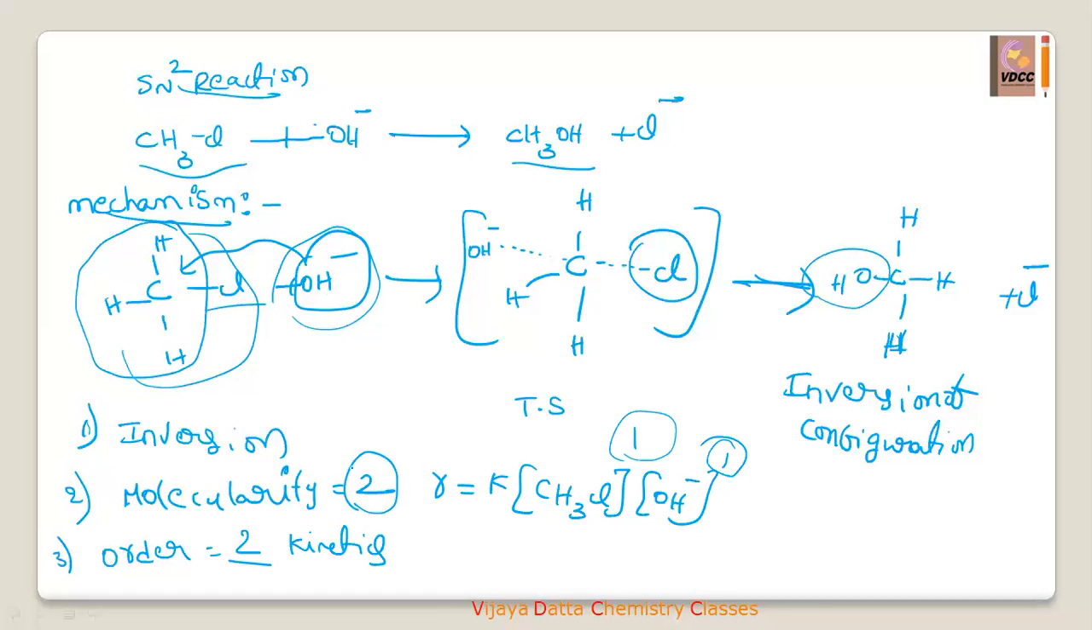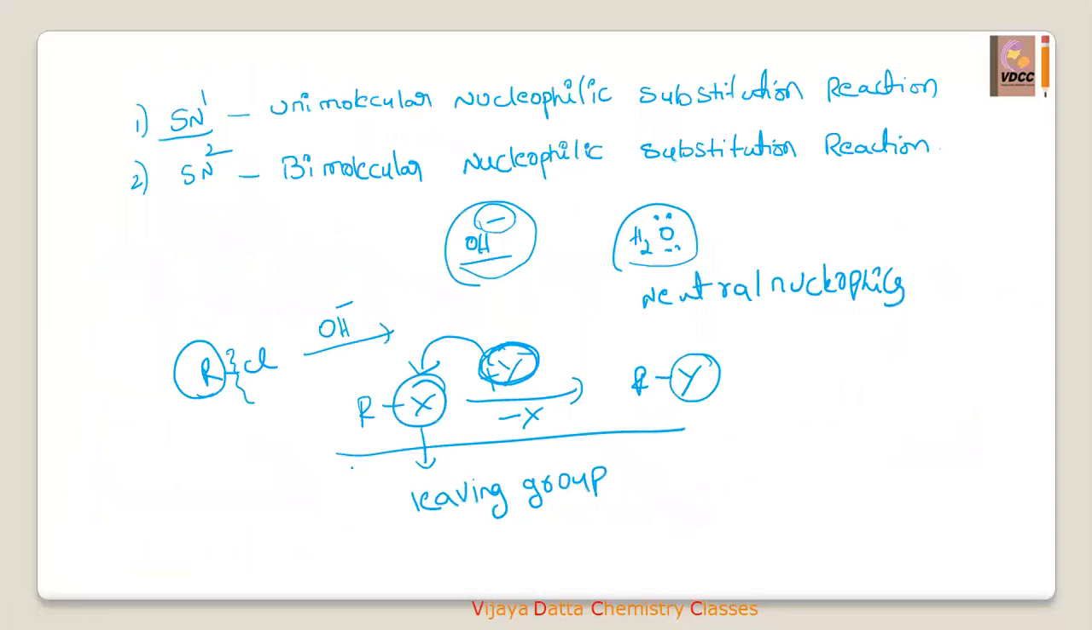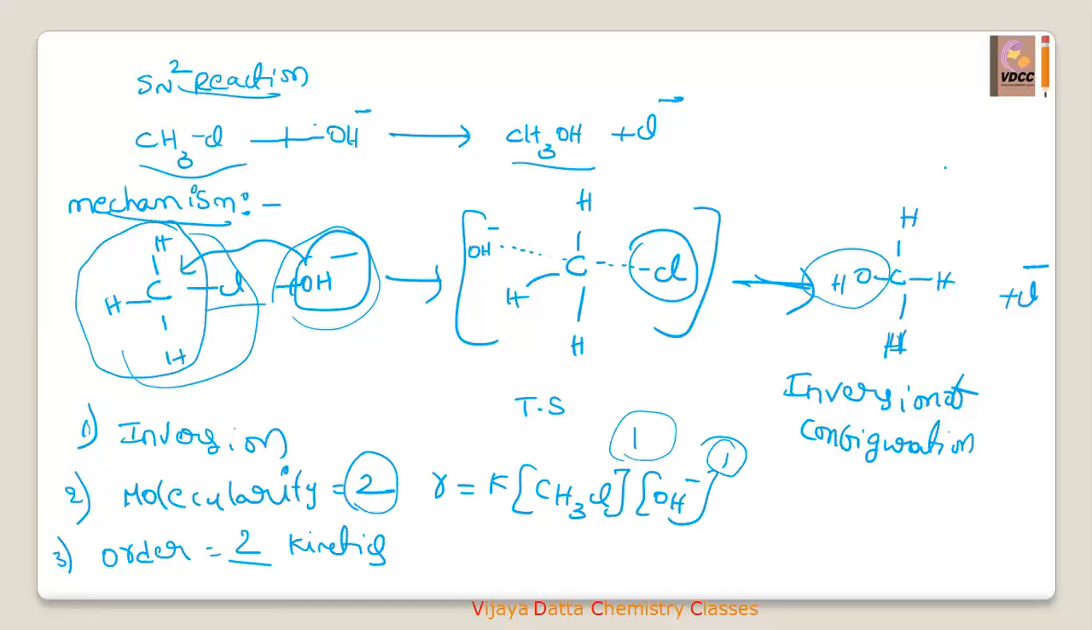That's why, as I have given you previously, SN2 is nothing but bimolecular nucleophilic substitution reaction. One nucleophile is substituted by using two molecules in the reactant. So the reaction is said to be bimolecular nucleophilic substitution reaction. This is called bimolecular nucleophilic substitution reaction, called SN2 reaction.